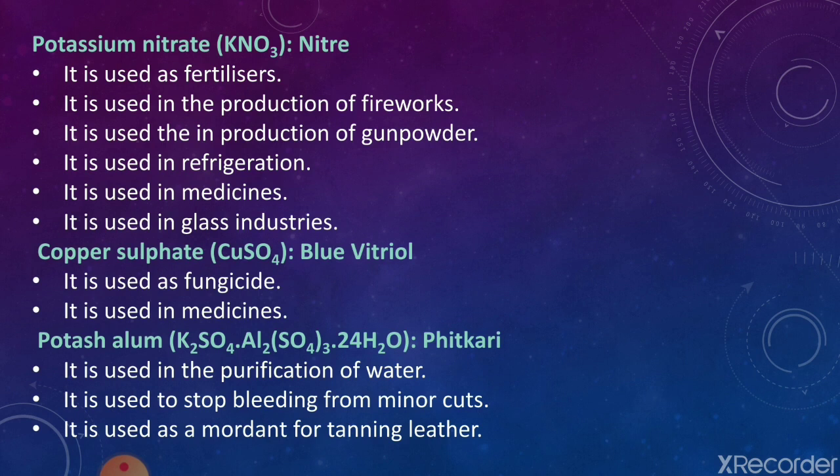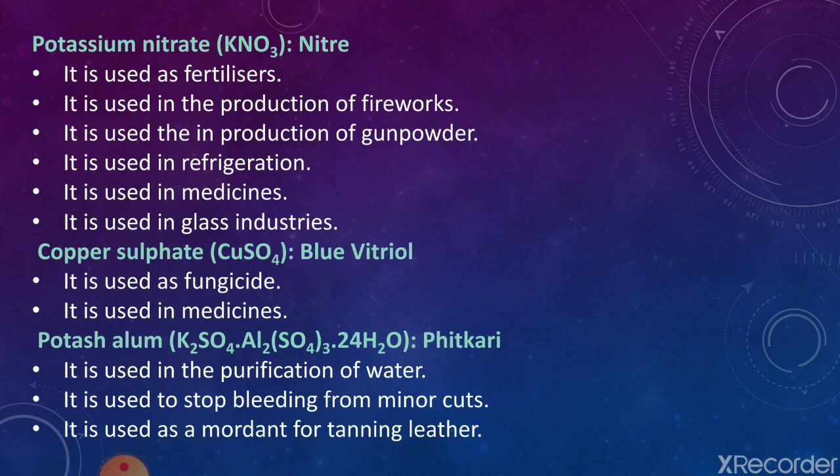Then next, copper sulfate, CuSO4. Its common name is blue vitriol. In the next chapter we are going to study copper sulfate also. It is blue in color. It is used as a fungicide. Fungicide means a chemical that kills fungus. Insecticides we have also studied, the chemicals which kill insects. So fungicides are the chemical substances used to kill fungus. Then it is also used as medicine.